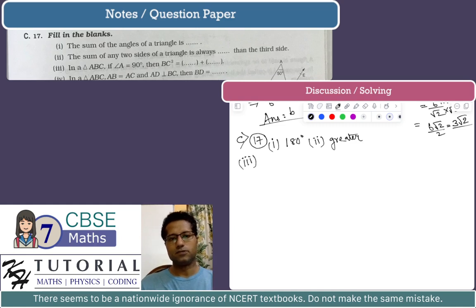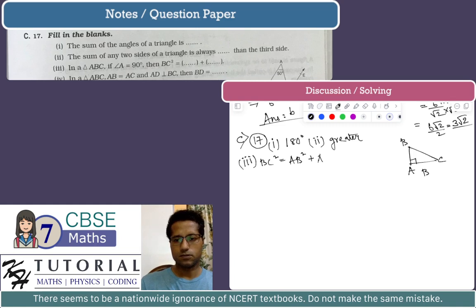Part 3, in a triangle ABC, if angle A equals 90 degree, then it is a right angle triangle. So definitely the right angle triangle will look like ABC. So BC is the hypotenuse. It is for sure, since angle A is the right angle, we will have, as per Pythagoras theorem, BC square equals to AB square plus AC square.